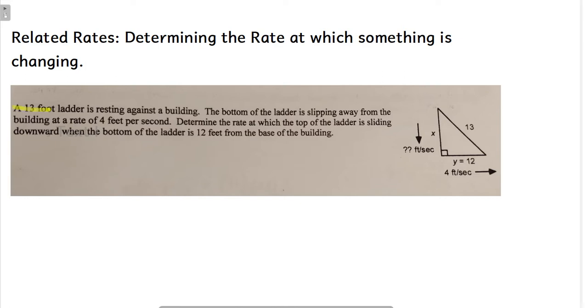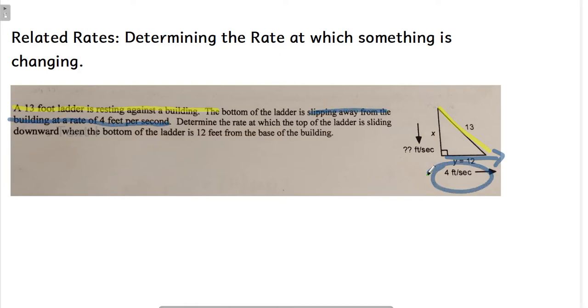It says we have a 13-foot ladder and it's resting against a building. So it's resting against a building or a wall. It's a fixed value, right? The ladder is not going to change in size. The bottom of the ladder is slipping away from the wall at a rate of 4 feet per second. So we have this horizontal movement, where it's slipping away from the building at a rate of 4 feet per second.